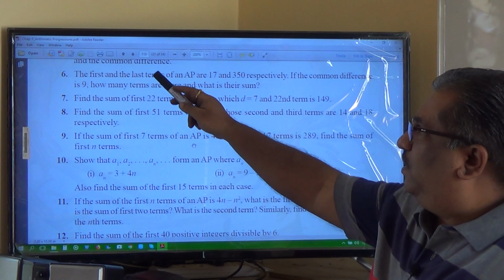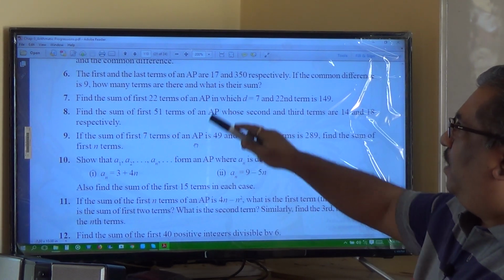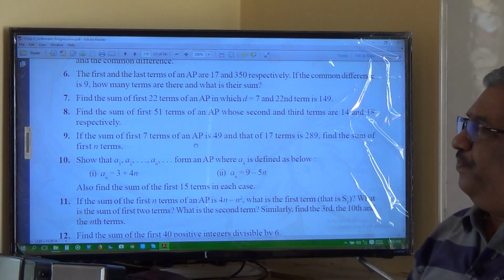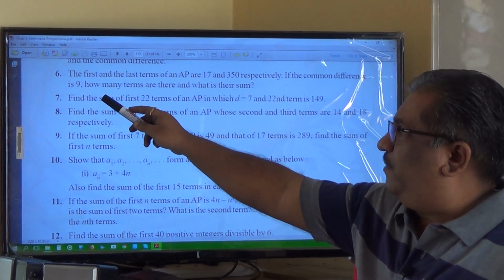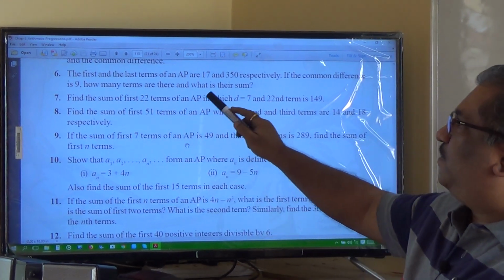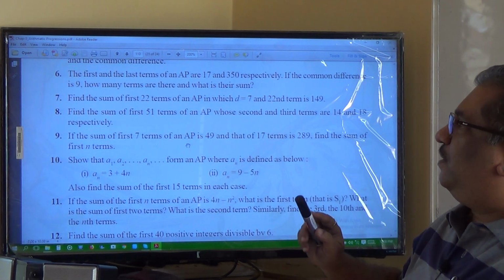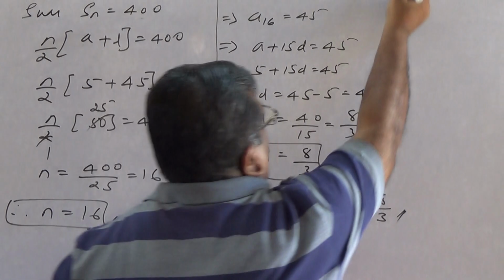Sixth one, the first and last terms of an AP are 17 and 350. A equals 17, L equals 350, which is nothing but An also. If the common difference is 9, how many terms are there and what is their sum? We have to find out N and Sn. Okay, let's see. Here we will solve.